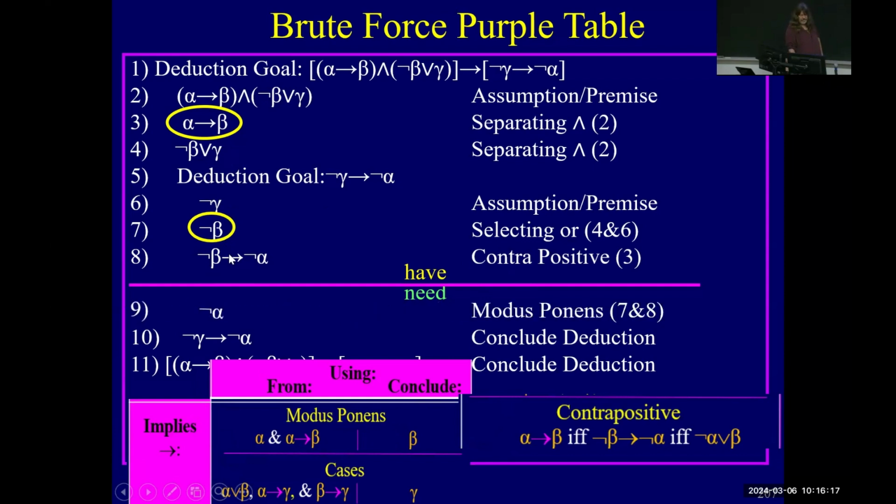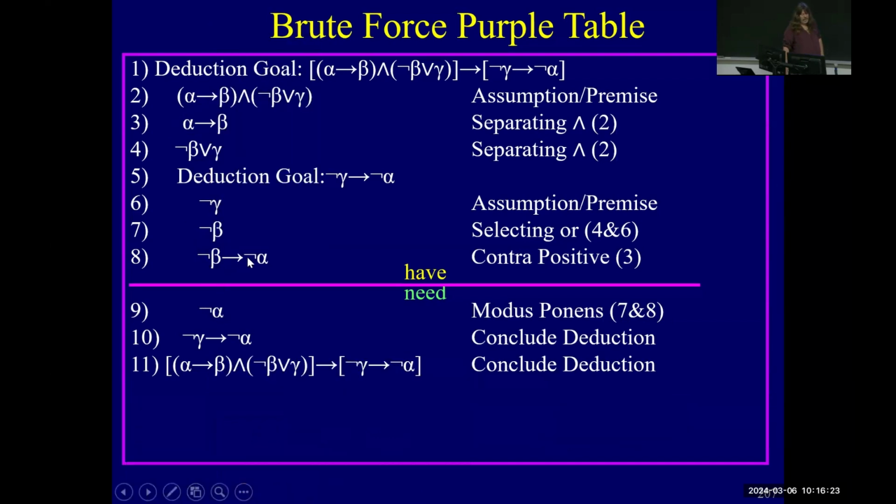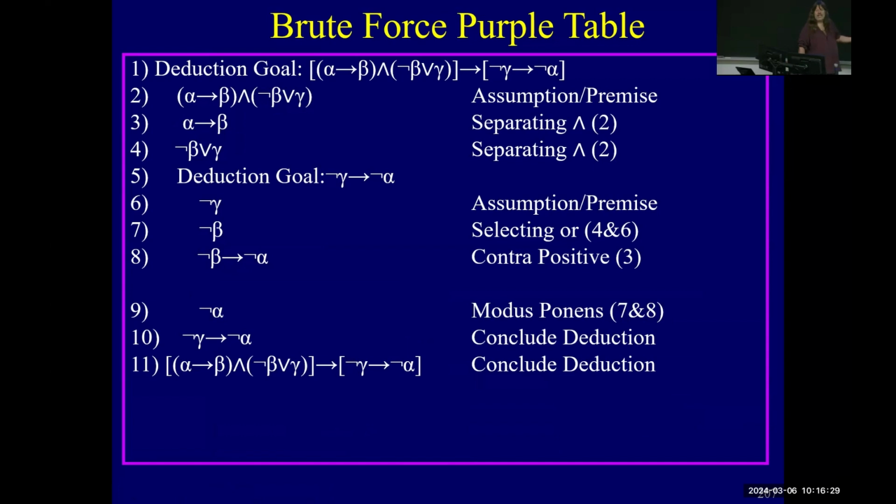And then how do I get the line I need? How do I link them up? I can just use modus ponens, right? Everybody get that? And then that gives us this proof, right? People see how we're cranking through?